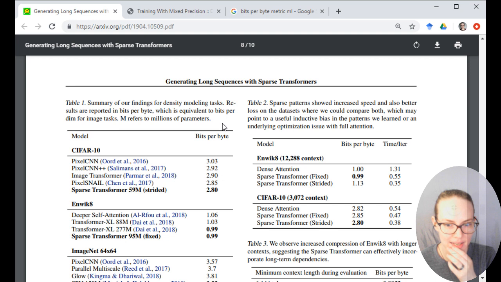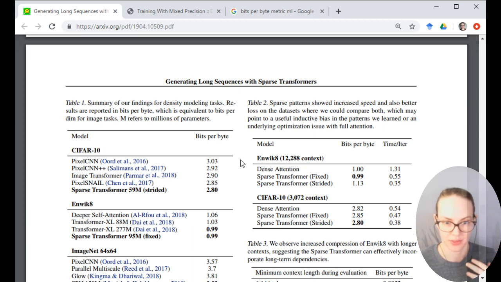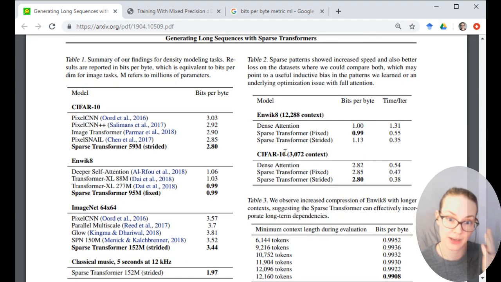Okay. And then in table 2, sparse patterns showed increased speed and also better loss on the data sets where we could compare both, which may point to a useful inductive bias in the patterns we learned or an underlying optimization issue with full attention. So they're suggesting that sparsity either captures some sort of information about the images or the text more succinctly, or that there's something up with the fully attentive model that we don't know about yet, maybe. And that paper only came out in 2017, the attention paper, so it hasn't been around that long.